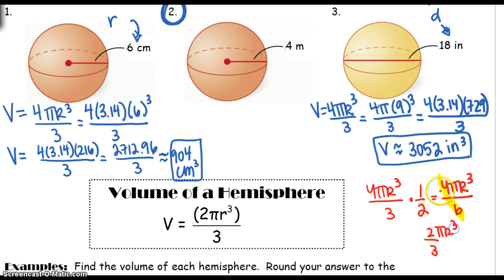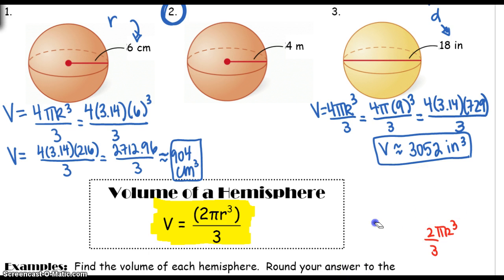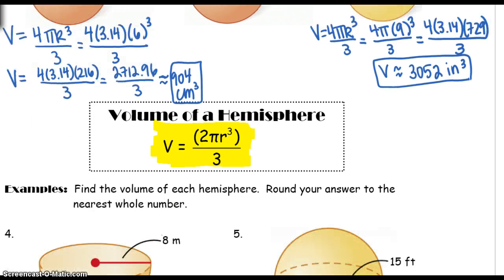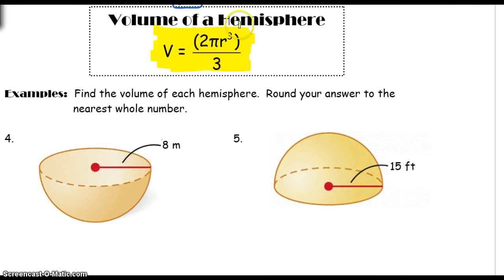Now look at our formula that we have over here: 2 pi r cubed over 3. There's that 2/3 right there. So this is where it comes from. You don't have to know this. Matter of fact, I'm going to erase it. I just like to show people where it comes from. And let's move it down here and try it out.